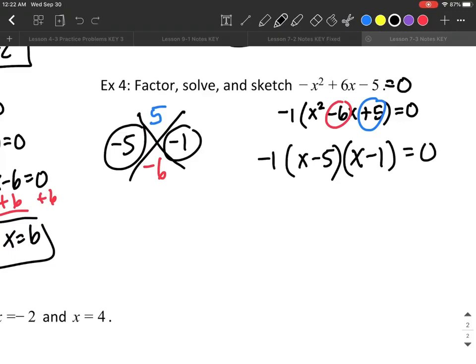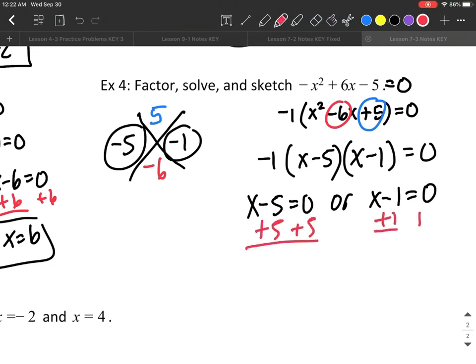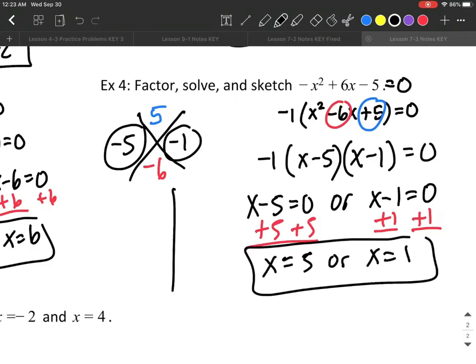-1 is not 0, so I don't care about it. x minus 5 is equal to 0, or x minus 1 is equal to 0. One of those two things, those two unknowns, has to be 0. So I'm going to add 5, add 1, and I'm going to get that x is equal to 5, or x is equal to 1. Those are my answers. And then if I sketch the graph of that, I'm going to have an x-intercept at 5 and an x-intercept at 1.